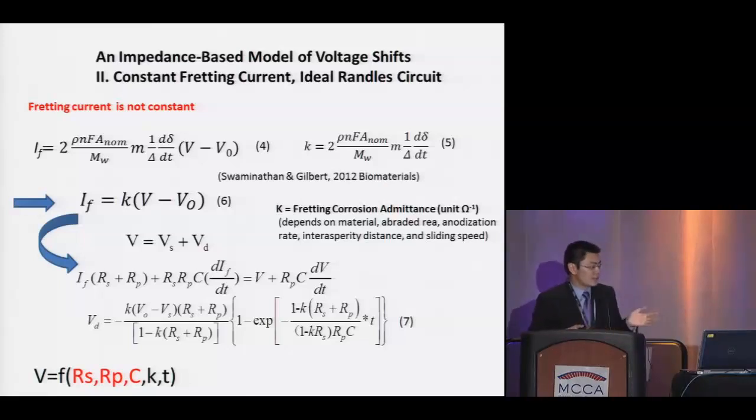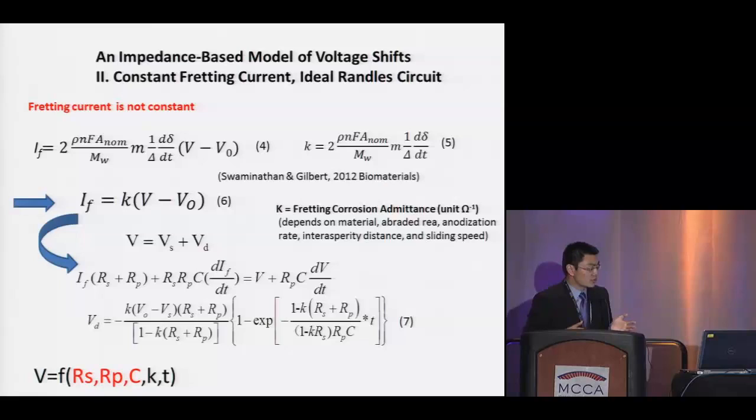So the key point here is that with this K value, we can get equation 6, in which we substitute this fretting current and voltage relationship into our differential equation, and then we can solve for the voltage drop from the differential equation and get equation 7.